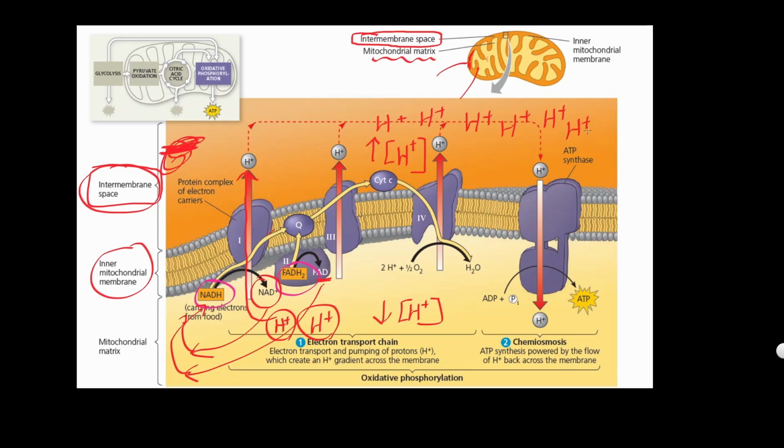So all these protons have nowhere to go. The only way to relieve that stress is to go through something called ATP synthase. They let all the protons go through it, and this is actually like a rotor. It spins, and using that power, ADP and inorganic phosphate combine together and form ATP. This is where most of the ATP is made in cellular respiration.